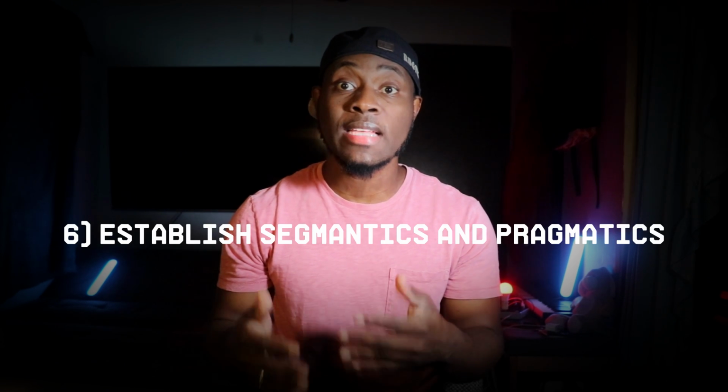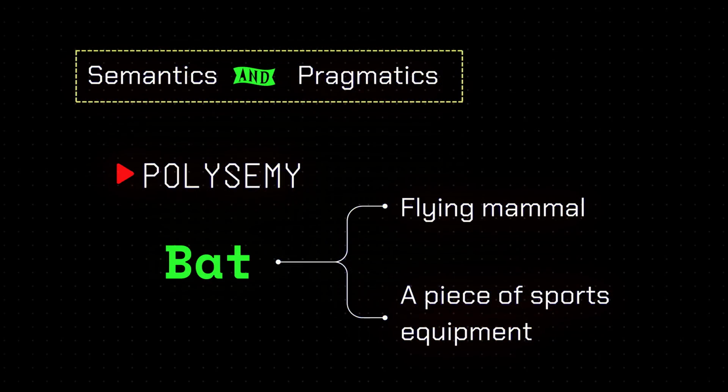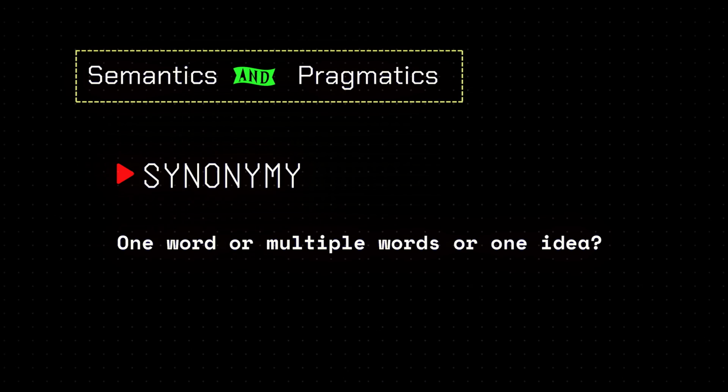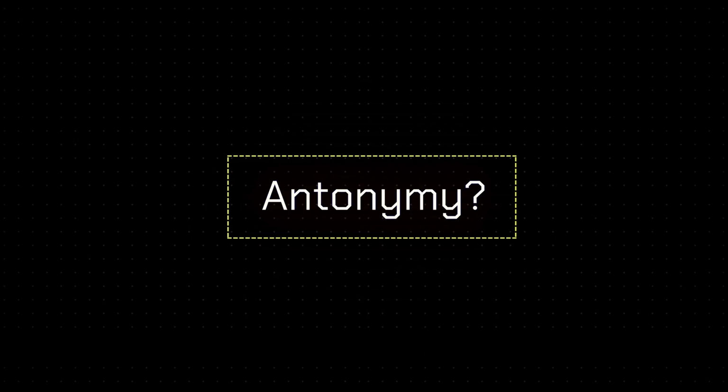Now you need to focus on the meaning of your words and the relationship between these words. You need to decide whether you're going to have polysemy, that is, whether the words of your language will have multiple meanings, or if every single word will stand by itself. Like the word bat in English can mean either a flying mammal or a piece of sports equipment. You also need to decide whether you're going to have a single word for each idea you want to express, or you're going to have synonyms, like the words begin and start in English. Or you're going to have antonyms, which are words that have opposite meanings.